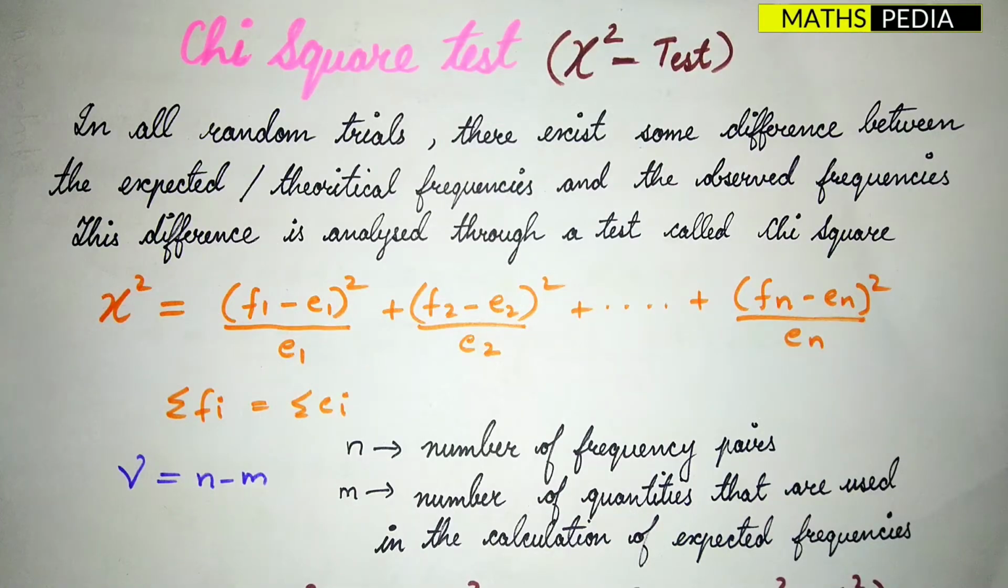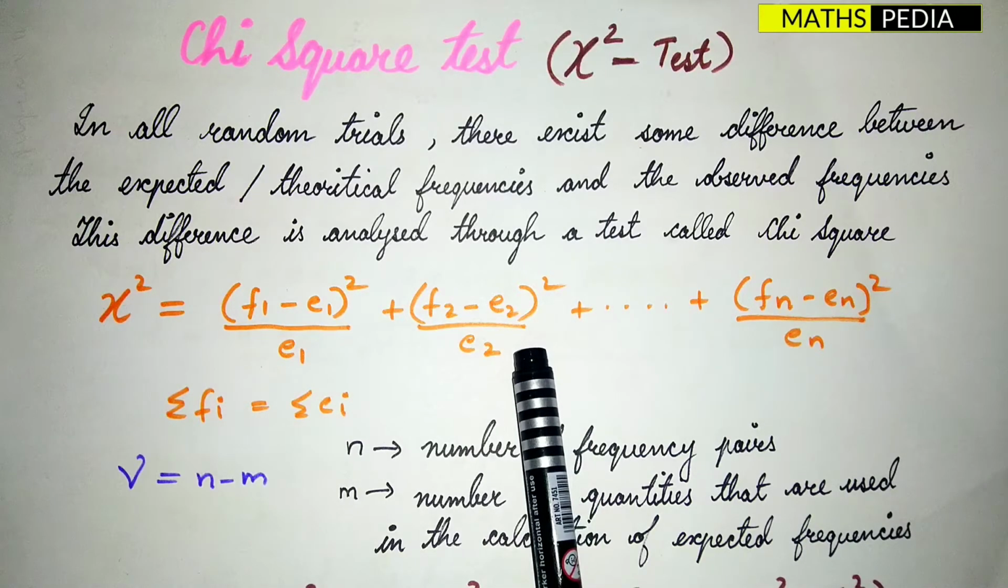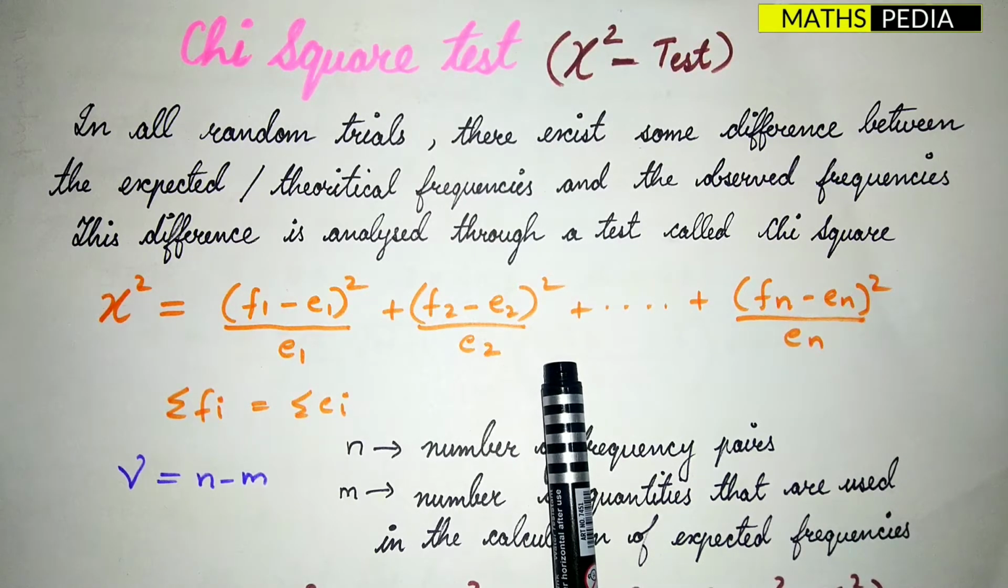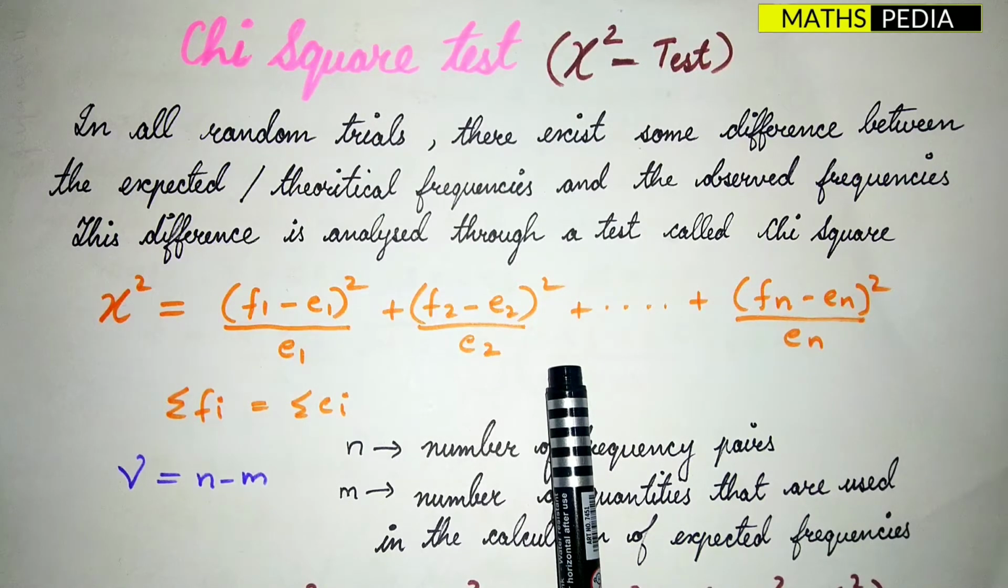For the chi-square test, it is also a non-parametric test. Why is it a non-parametric test? Basically, parametric is related to the population. That means mean, standard deviation, median, anything won't be given in the question. That means the information of the parameters won't be given. So it is a non-parametric test.